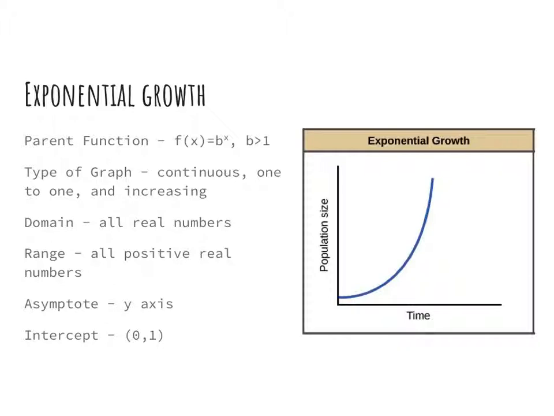That'll change based off of any vertical shifts that we have. The asymptote starts out as the y-axis, and again, that will change too if there's any vertical shifts. And then the intercept is (0, 1), which again can change if we move the graph up or down.